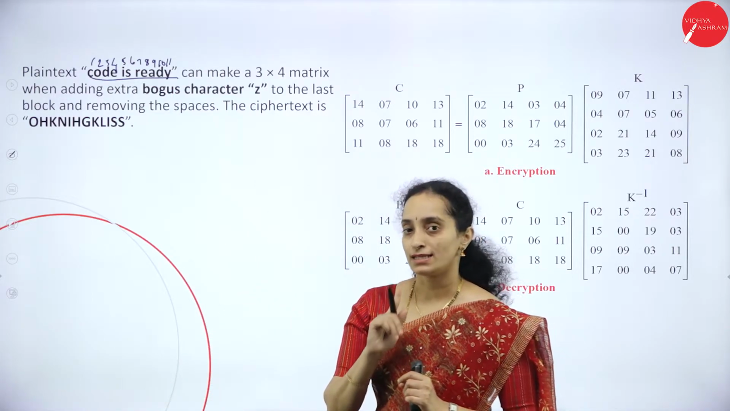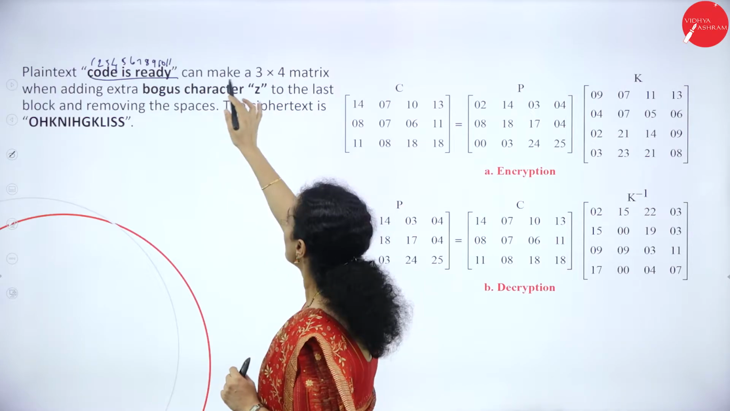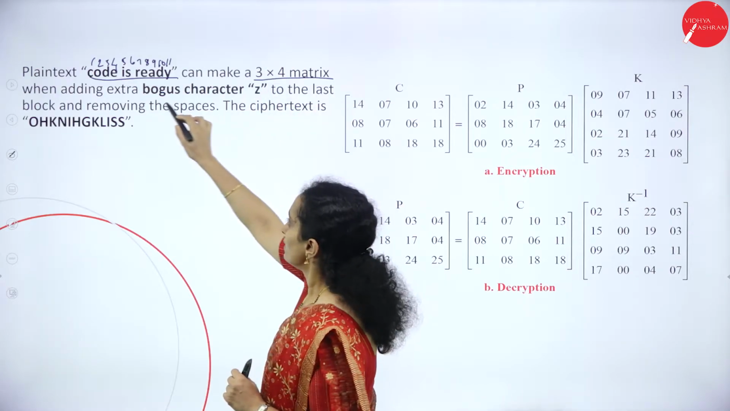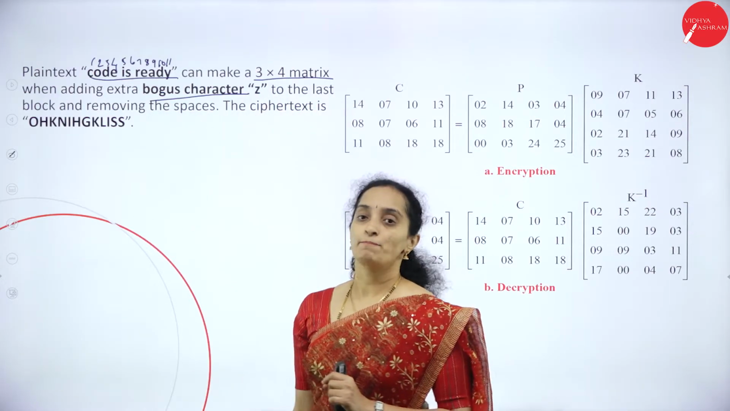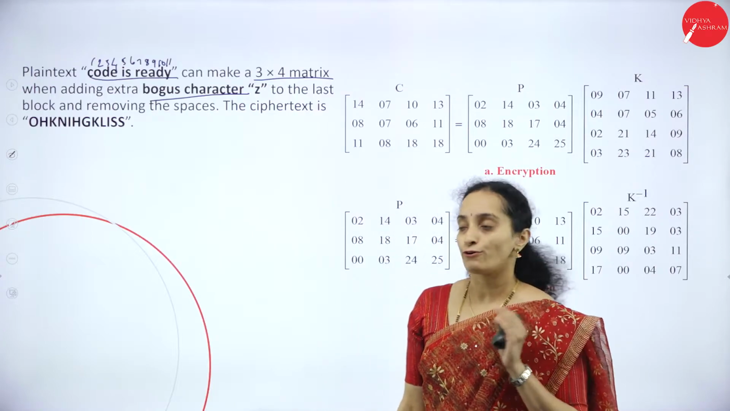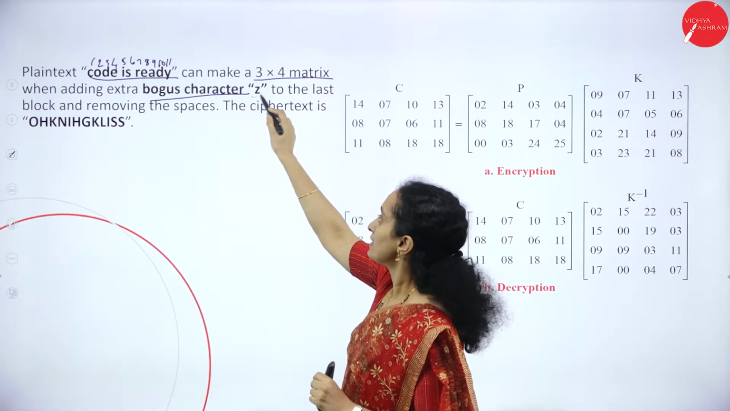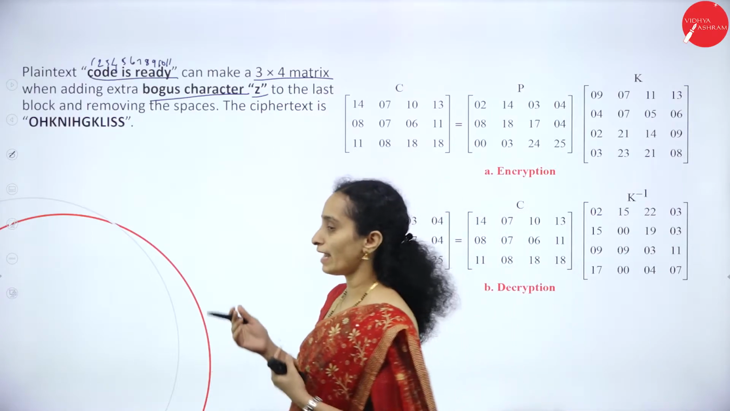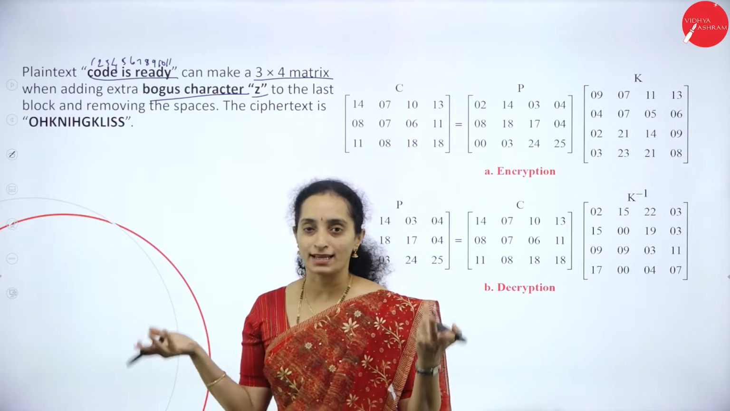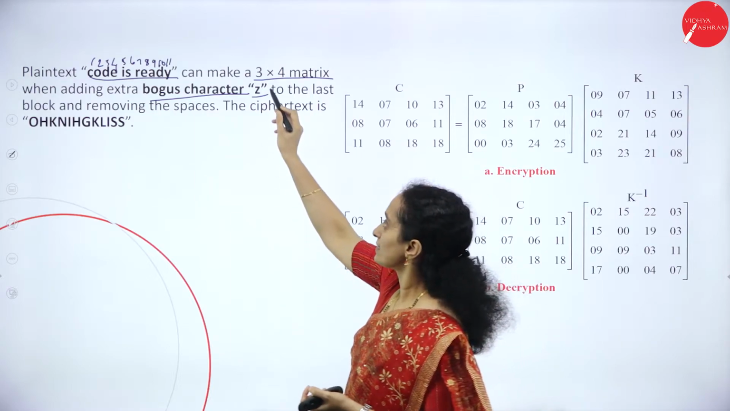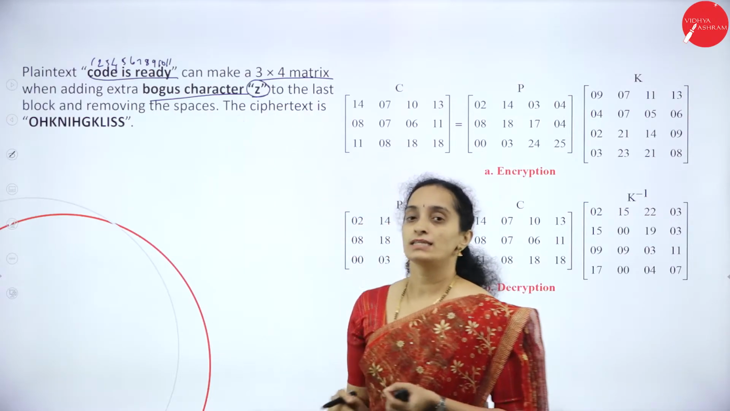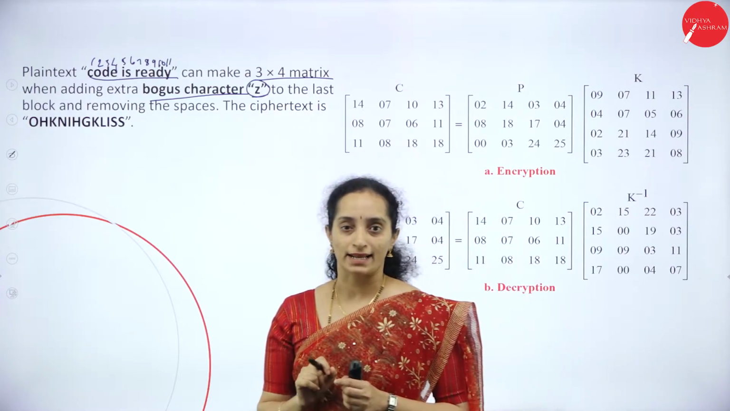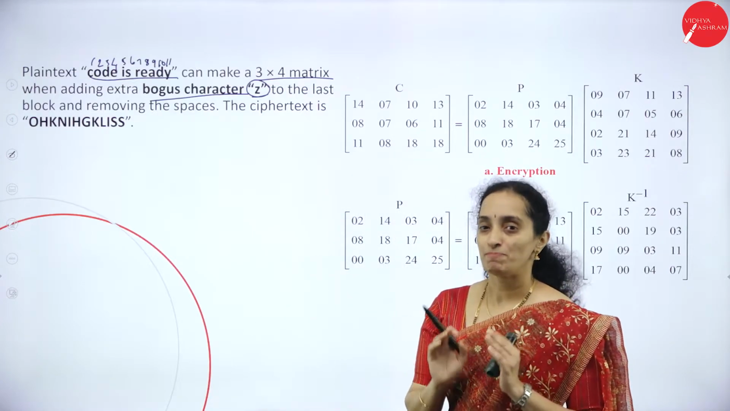So what the algorithm will do is, it will add a bogus character at the end of the message. Which is the bogus character you can add? You can add any bogus character like X, Y, Z, anything you can add. In this example, we are adding Z as the bogus character to the plain text.